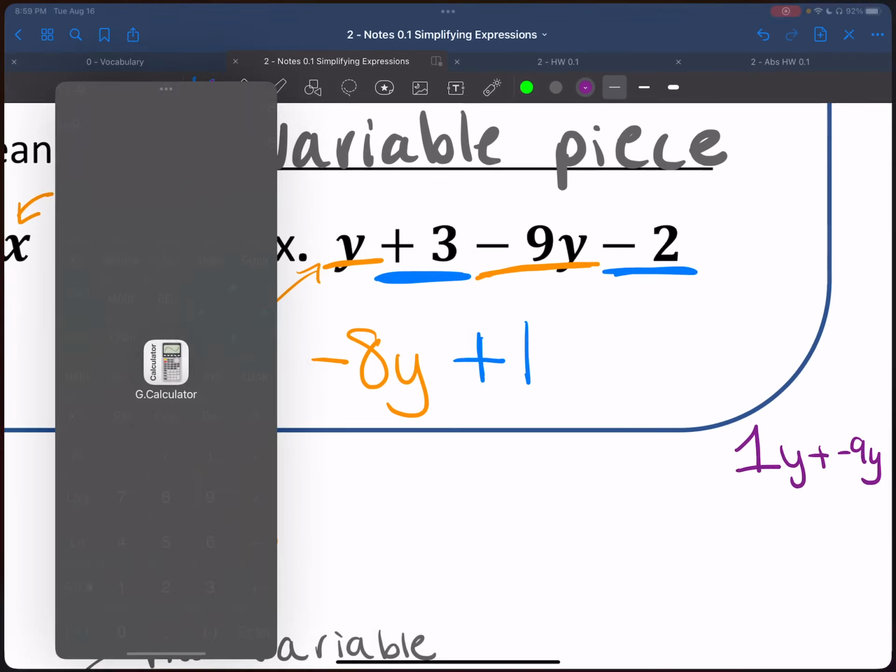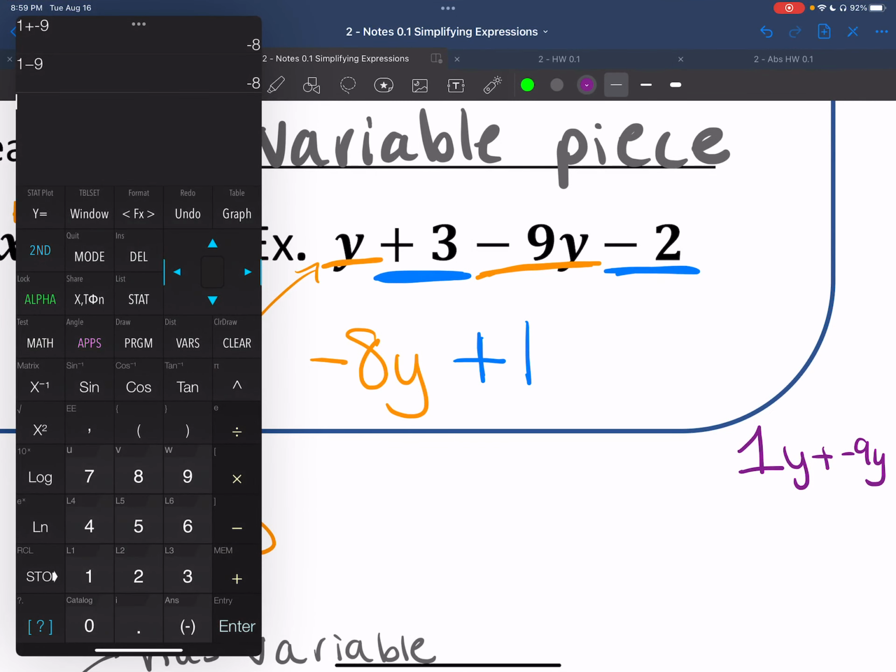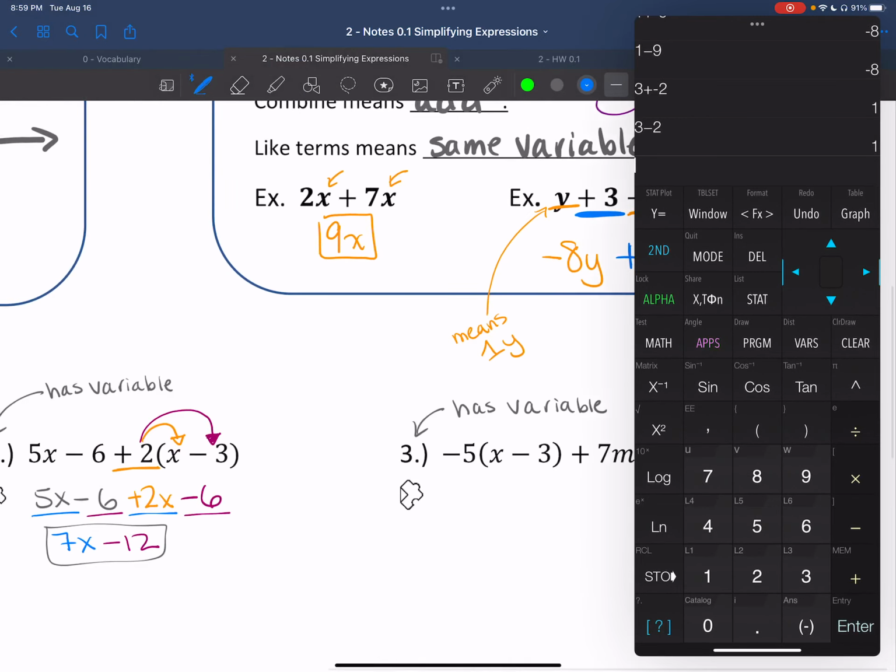All right. Next up, we have the 3 and the -2 go together in this one. They're like terms because they do not have any variable behind them. So it'd be like 3 plus a -2, or you could do 3 minus 2. Both are fine, right? Because 3 plus a -2 gives me 1, and 3 minus 2 also gives me 1. So they mean the same thing. It's just a matter of how your brain's going to remember to do this right. So that's what combining like terms means.